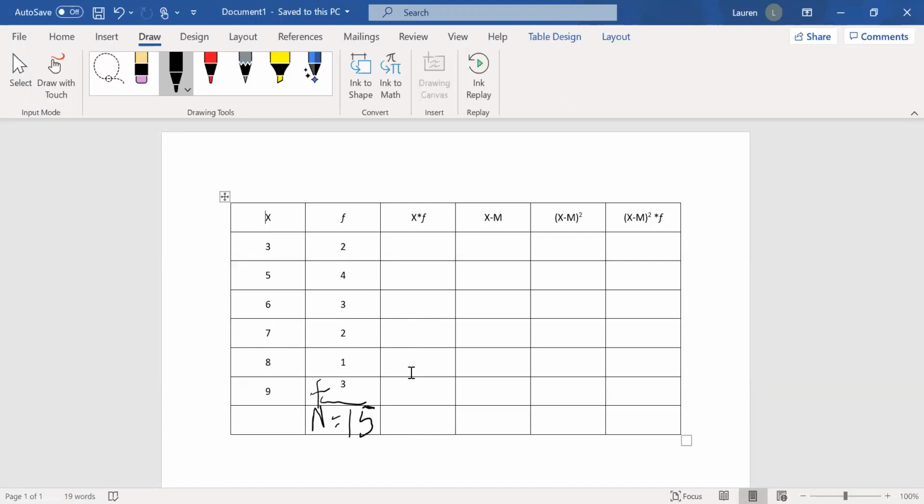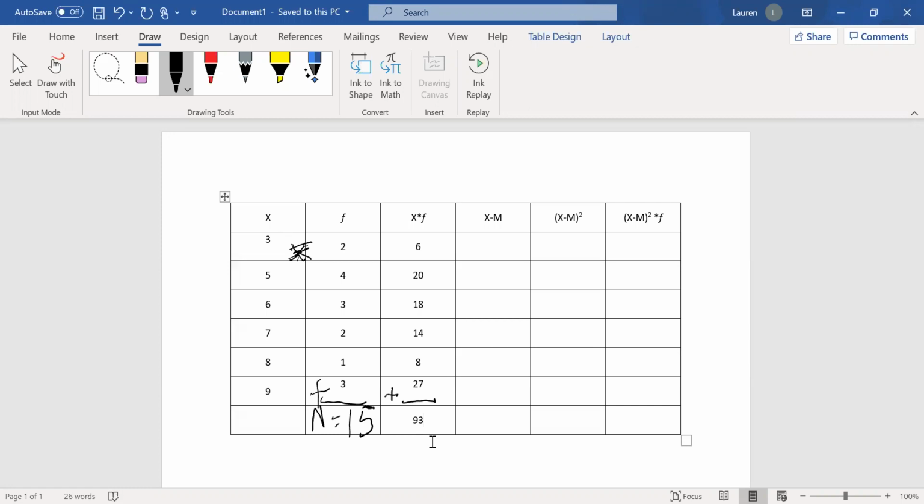In order to do that, we have to multiply each value of X by the frequency. So X multiplied by F to get our sum of X. So 3 multiplied by 2 would give us 6, 5 times 4 would give us 20, 6 times 3 would give us 18, 7 times 2, 14, 8 multiplied by 1 is 8, and 9 multiplied by 3 is 27. And so if I want to get the sum of X, I need to add this column. So I need to add 6, 20, 18, 14, 8, and 27. If I add this column together, I get a total of 93. So that is my sum of X.